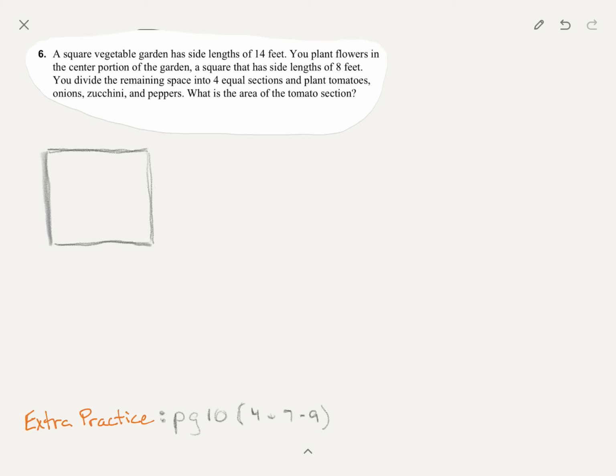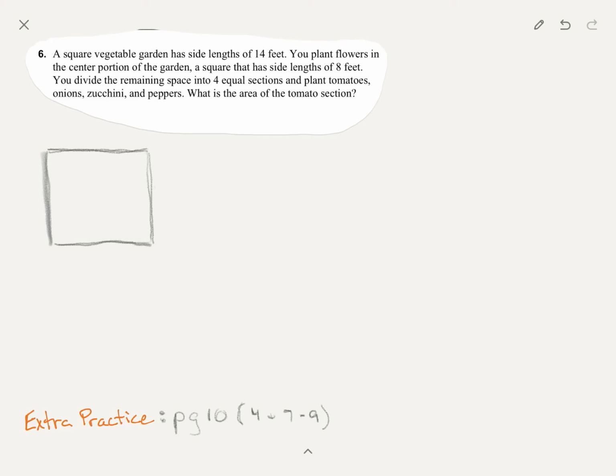Problem 6. A square vegetable garden has side lengths of 14 feet. You plant flowers in the center portion of the garden, a square that has side lengths of 8 feet. You divide the remaining space into 4 equal sections and plant tomatoes, onions, zucchini, and peppers. What is the area of the tomato?